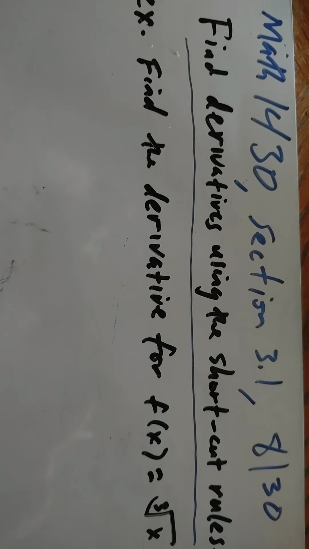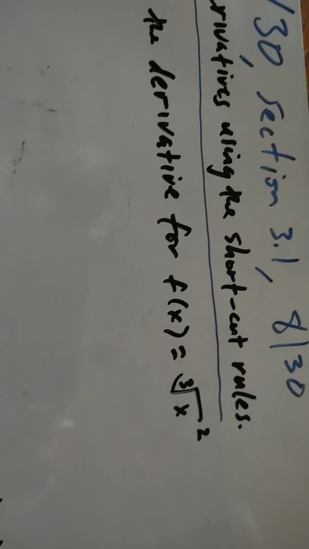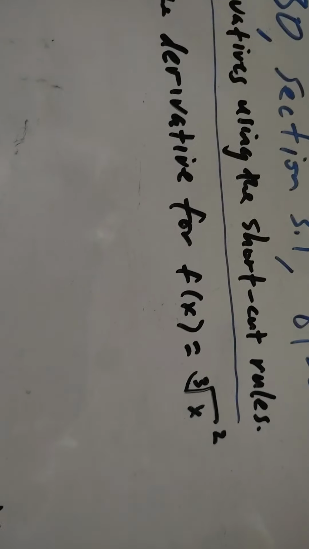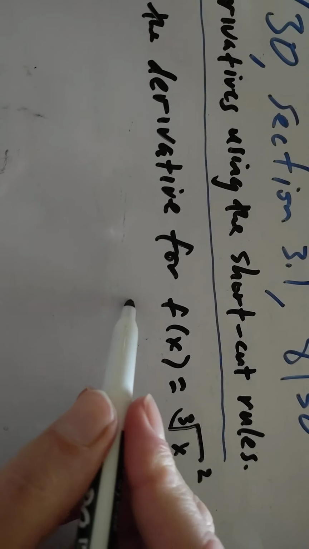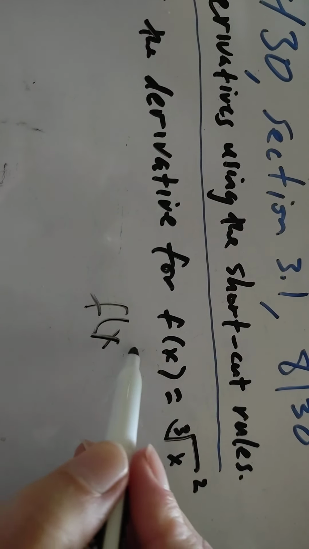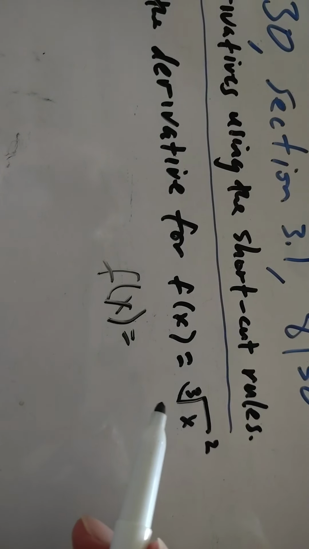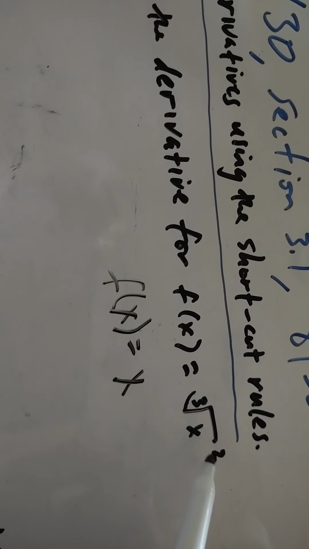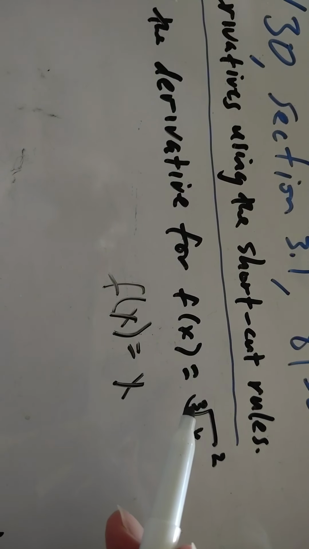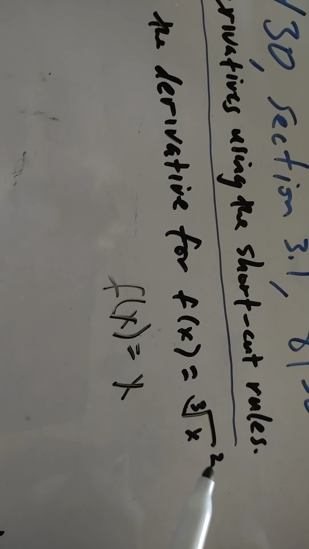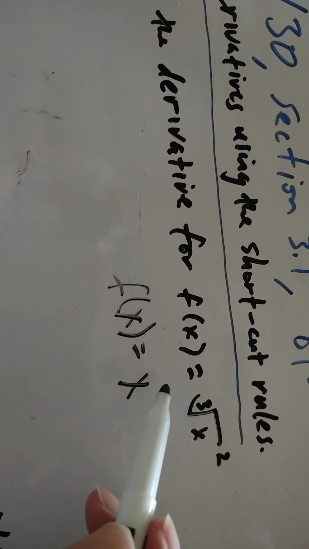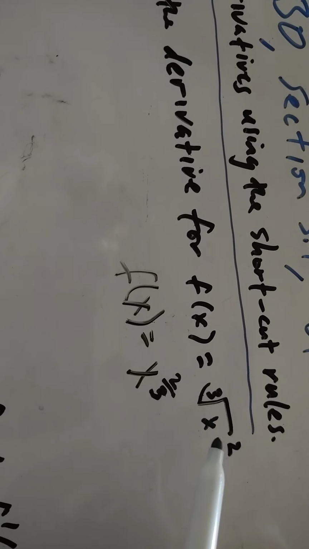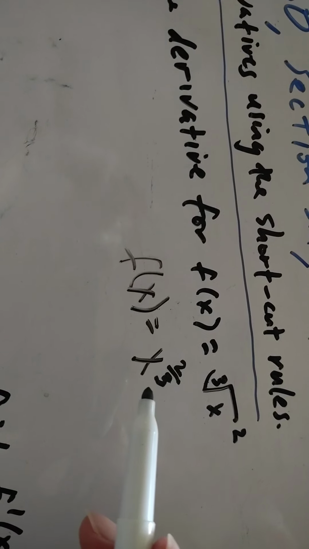Okay, so for the first example, find the derivative for the function f of x equals the cube root of x squared. The first thing I want to do is get rid of the radicals. So whenever you want to use shortcuts, you want to get rid of radicals. So rewrite this as the base is x, the power's up high, and the root is your denominator. So this is the same thing as x to the 2/3 power. So that's how you convert radical form to rational exponent form.